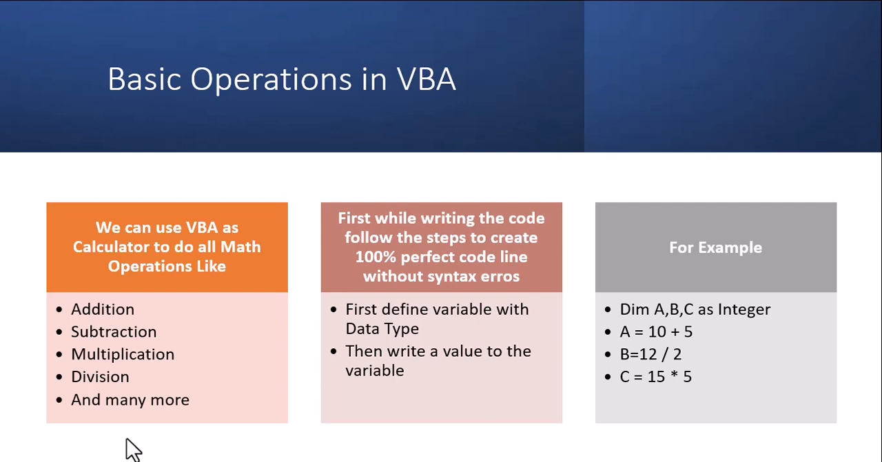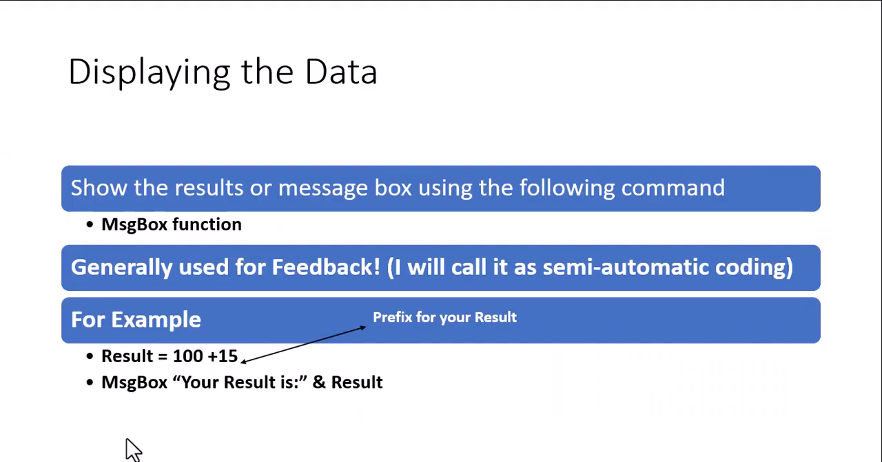I just did the math operation here completely. I did Dim A, B, C as Integer, and then I say A is equal to 10 plus 5, B is equal to 2 divided by 2, and then C is equal to 15 into 5. So this is how we can perform our operations here, and then you can also display these dimensions.